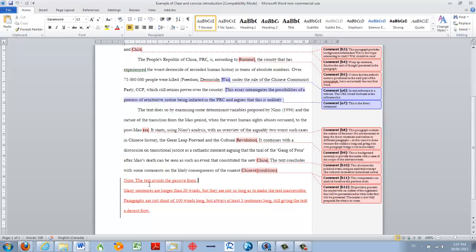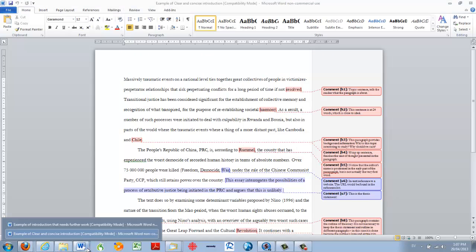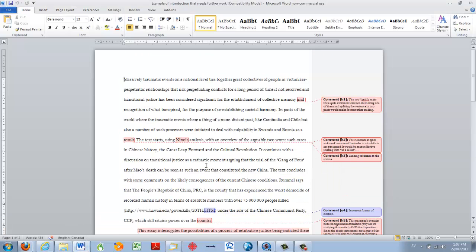A couple of notes here. First of all, this text is avoiding the passive form. You will also see that many sentences are longer than 20 words, but they're not so long as to make the text inaccessible. And some paragraphs are shorter than 100 words long, but they're always at least 3 sentences long, which still gives the text a decent flow. So after that, let's go over to a text that needs further work.